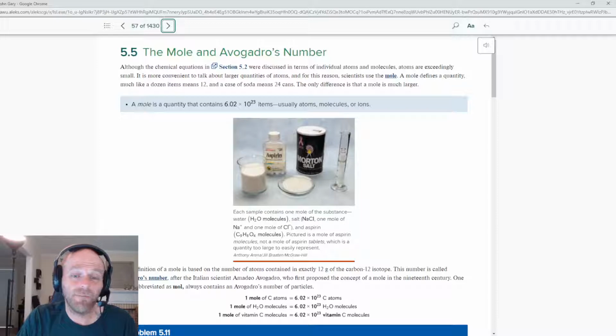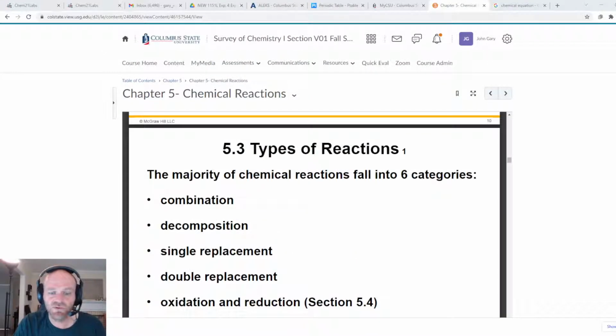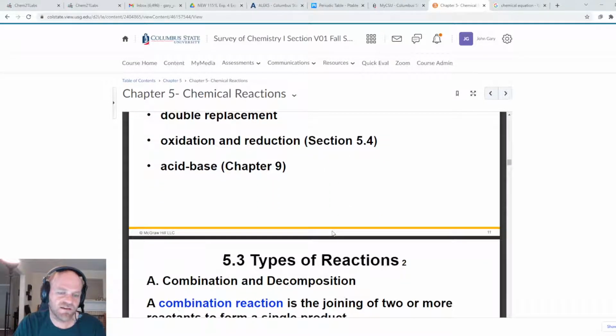We got to talk about mole and Avogadro's numbers. So now we're getting into some more of the math. I'll try to do a couple examples on a calculator.